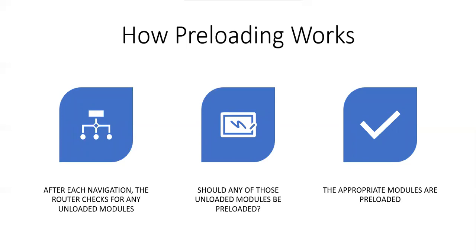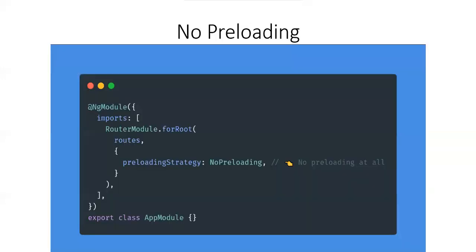So how does preloading work? After each navigation, the router will check whether there are any unloaded modules. Then it will check whether those unloaded modules should be preloaded or not, checking some conditions like booleans, validations or user checks. Third, it will load the appropriate module if it passes the checks. It looks like this. No preloading looks like this: in our route, we mention the preload strategy as no preloading. So it won't preload anything and won't do anything. It will run the application as it is.